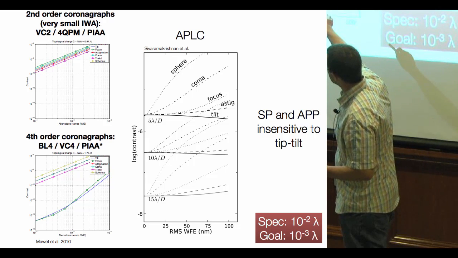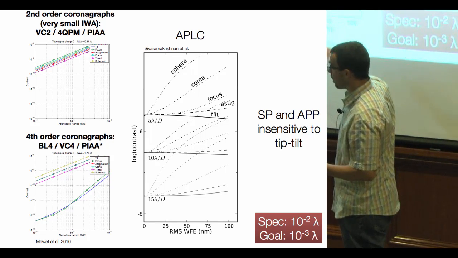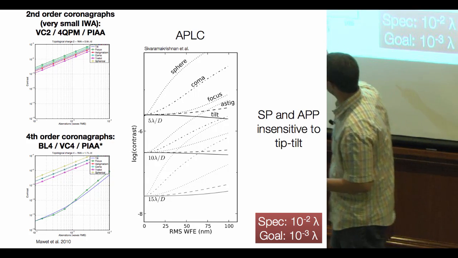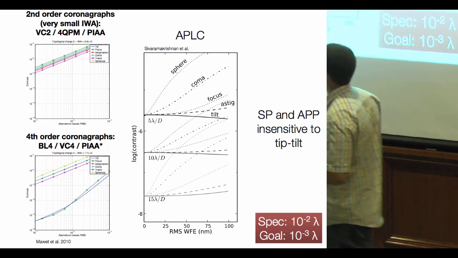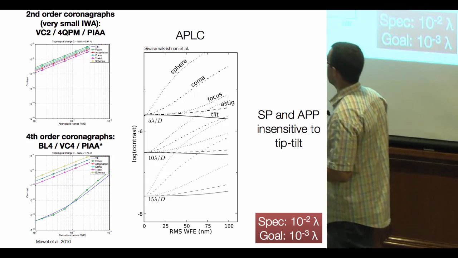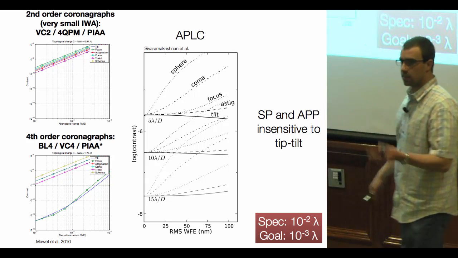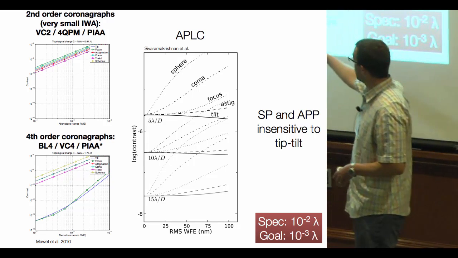You see that here, this is a 10^-6 contrast level, and you see that it's going up pretty quickly. Sorry for the scale here, it's a bit small: it's 10^-3 waves RMS. So you get 10^-6 raw contrast level for 1/1000 of a wave RMS of tilt error. This is telling you how sensitive these coronagraphs are to low order aberrations.